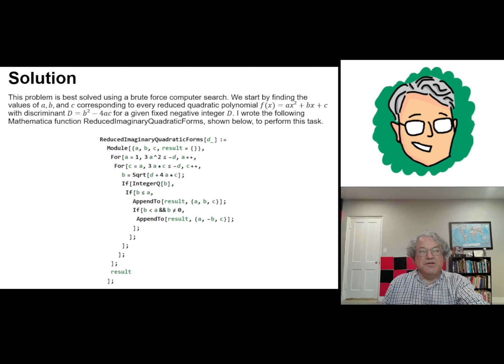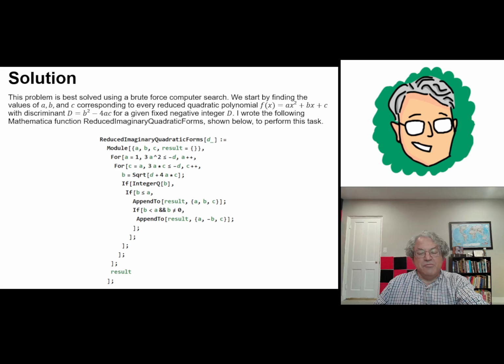I used the built-in mathematical code to find the class numbers of all the quadratic number fields with discriminant between minus 100 and 0, and the solution turned out to be minus 95. And then I could just do this by hand. I didn't even need a computer to find all the reduced quadratic polynomials with discriminant minus 95. But anyway, that's a little bit of a sidetrack. Let's just go over the solution here.